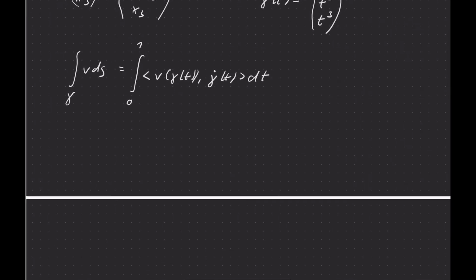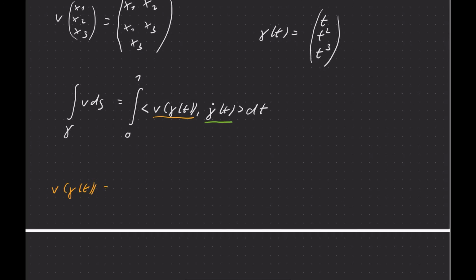So to evaluate that, we first need to evaluate the expression v of gamma, and then we need to evaluate gamma dot, and then we can compute the scalar product, and finally the integral. So let's start with v of gamma of t. That is, by definition, the same thing as v of, well, gamma of t is t, t squared, t to the third. And then we use this definition here of v.